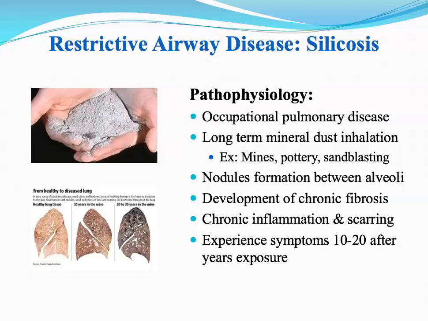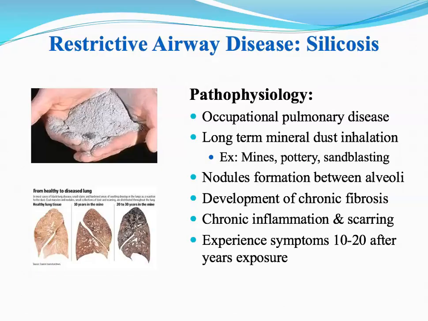And this is when there's going to be a nodule that will form in between the alveoli, and ultimately it will cause scarring, which is going to then lead to fibrosis. So it's a stiffening of the lungs, and then they lose their elastic recoil. So they're going to have a harder time breathing in oxygen.